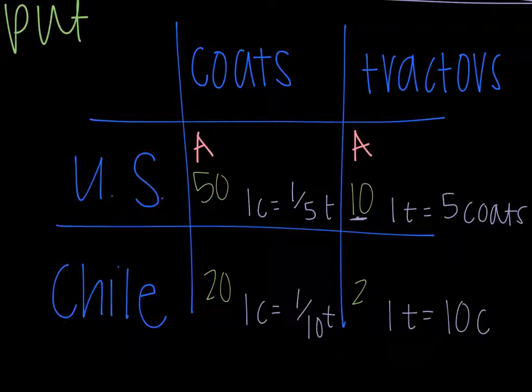So for making coats, your comparative advantage is going to be Chile, because for every one coat, that would be only 1/10 of a tractor, while it would be 1/4 of a tractor for the US. So they have the comparative advantage. And when you look at it for tractors, for every one tractor, the US can make 5 coats, but for Chile, for every one tractor, it would be 10 coats. So the US has the comparative advantage for tractors.